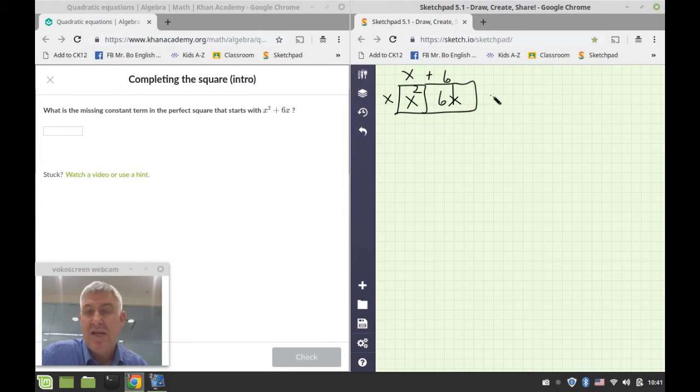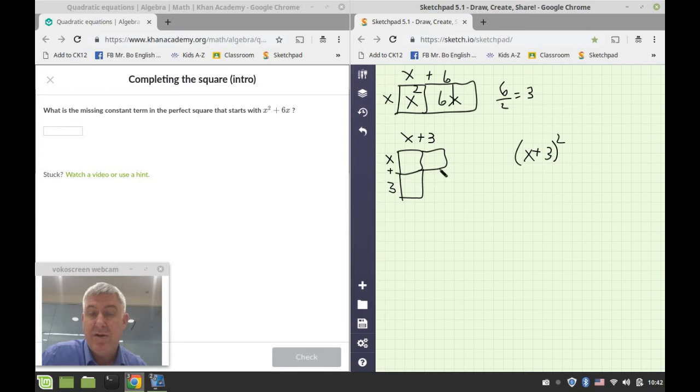And I'm going to cut that in half. And what's 6 divided by 2? 6 divided by 2 is 3. So that means I need, make them a little bit shorter here, x plus 3. X plus 3, so we're gonna make this look like x plus 3 squared.